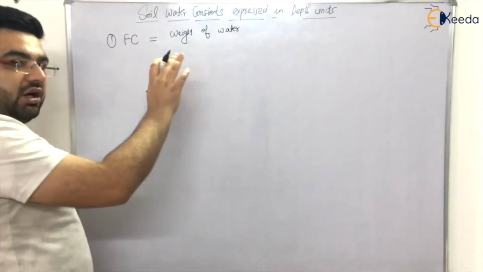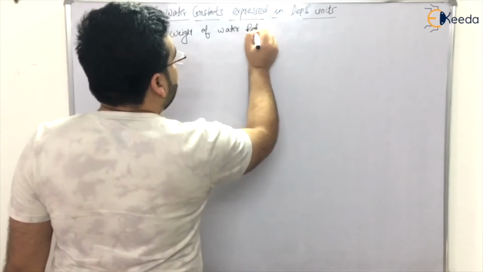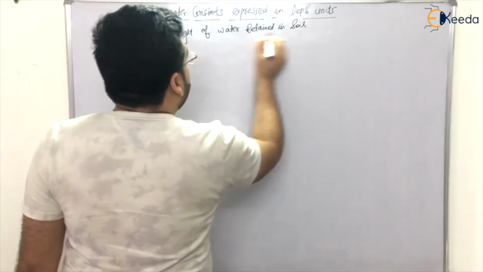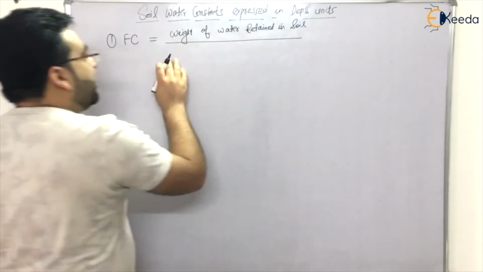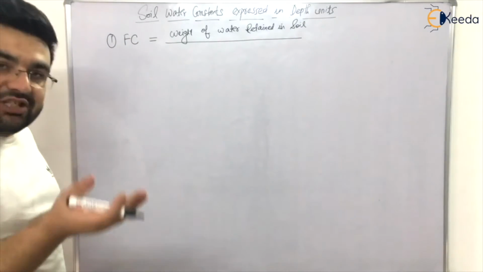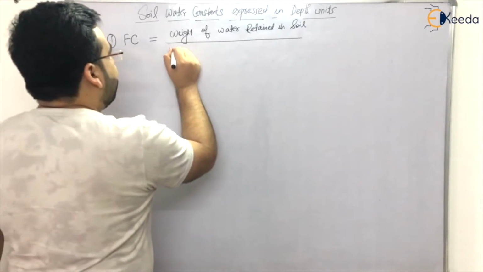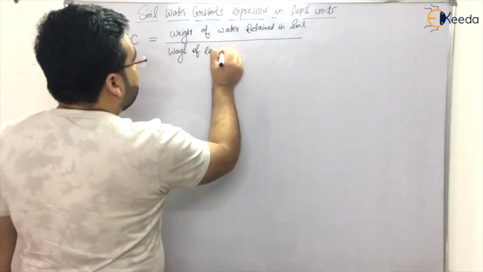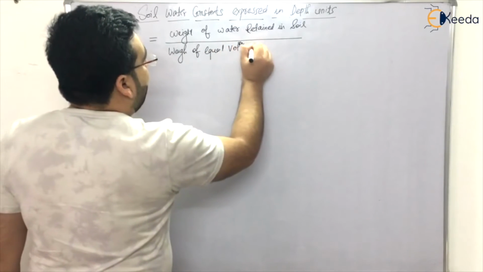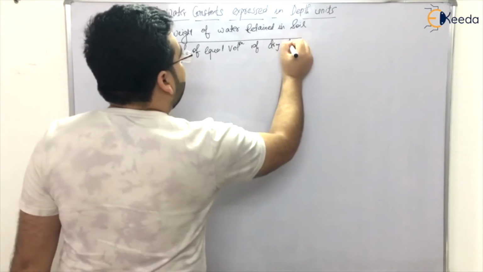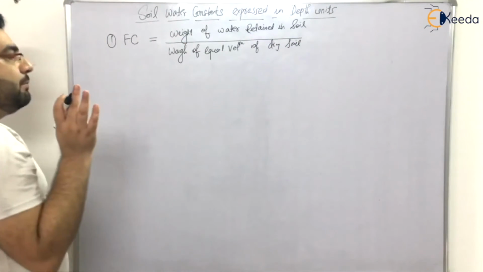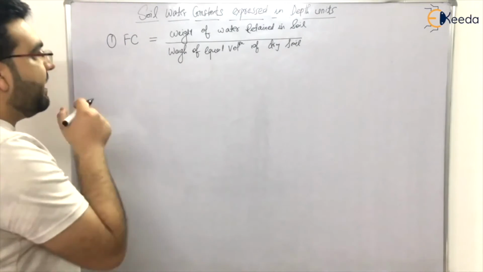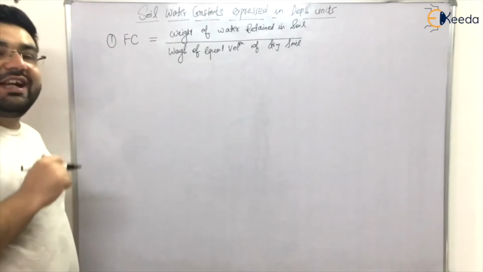retained in soil, divided by the weight of equal volume of dry soil. So we are comparing the water held in the particular soil with the same volume of dry soil. So we are comparing the two. This is the formula for field capacity.